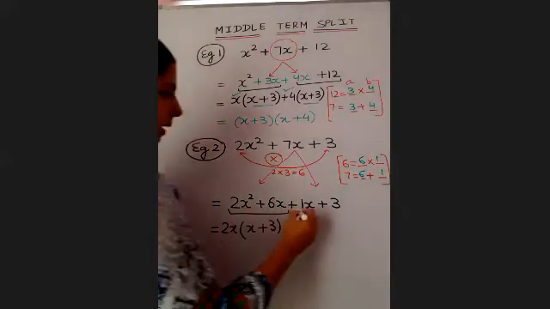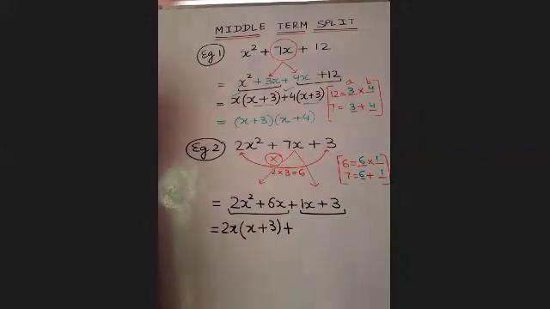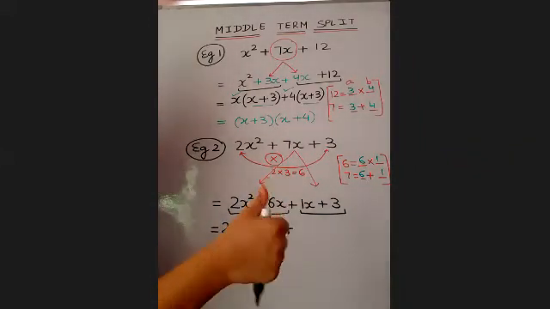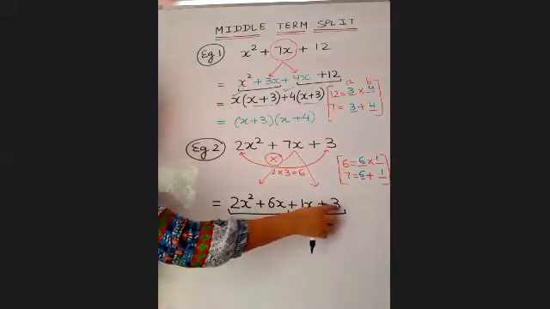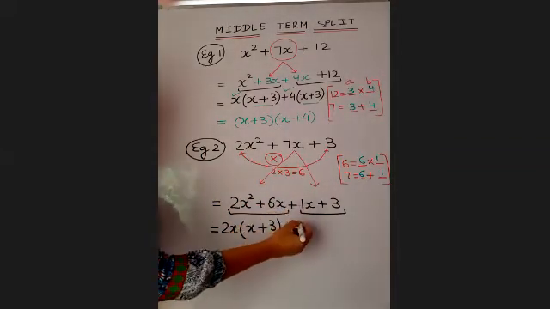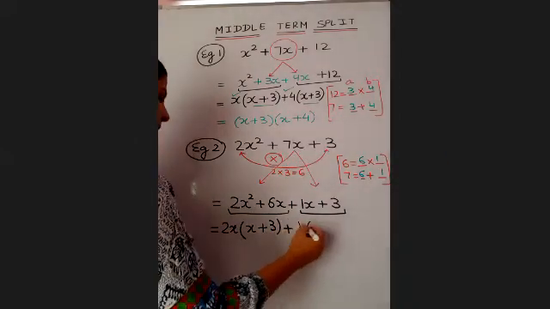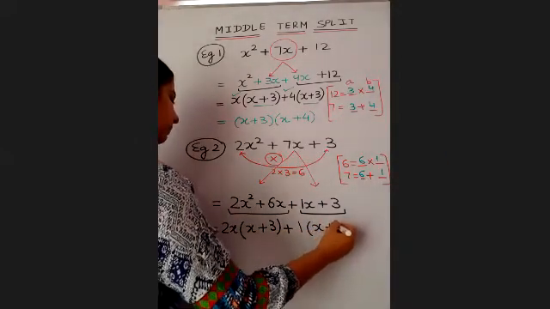Now here in these two brackets, can I take x common? No, ma'am. Can I take 3 common? No, ma'am. We have to take 1 common. So what are we left with? x plus 3.